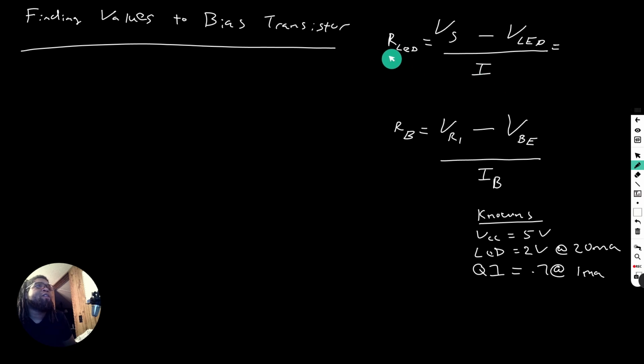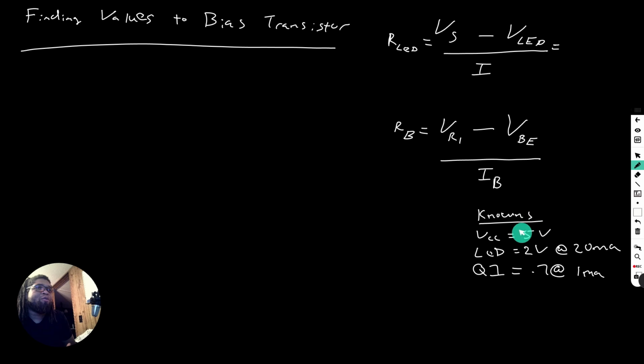So the first one we're going to use is the equation for the LED, and the next one we're going to use is the equation for the resistor at the base. Okay, how do we facilitate using these formulas? Well, first we have to write down our knowns.